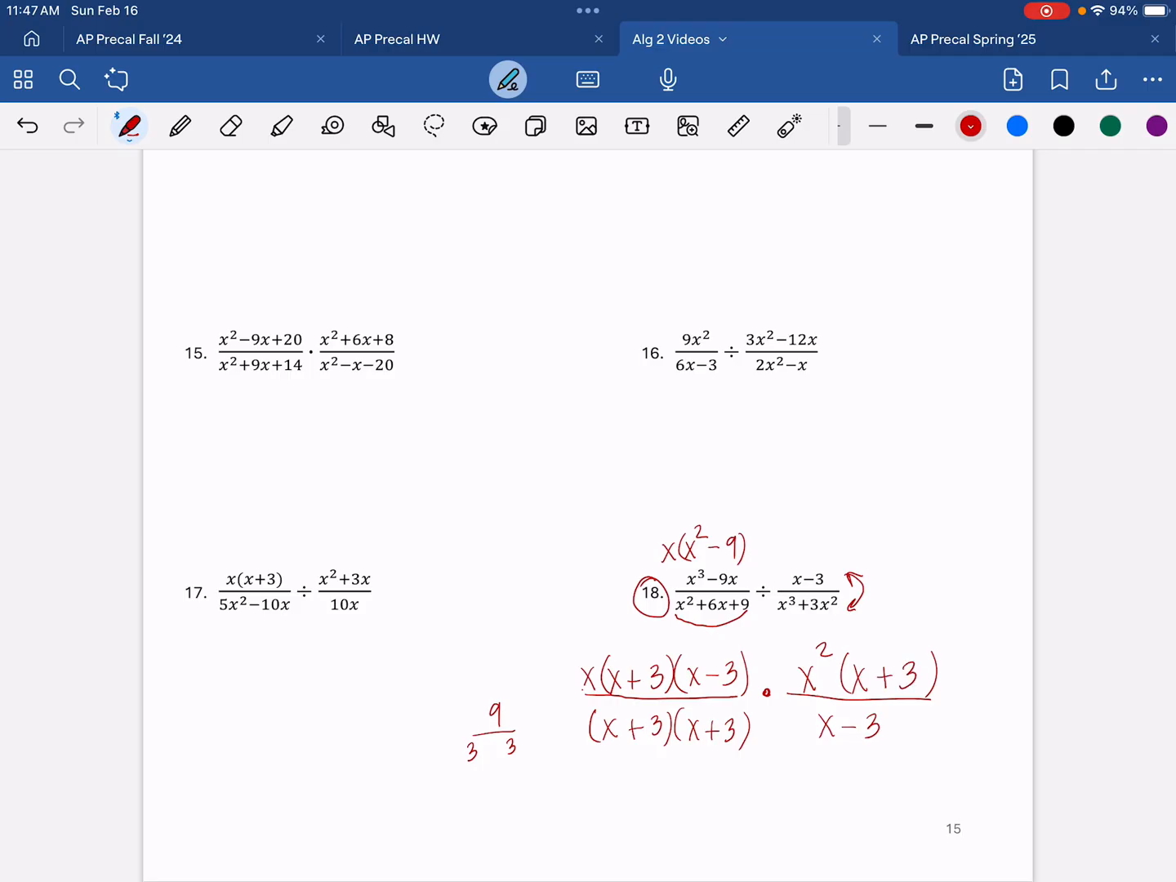And then we get to the fun part where we get to see what divides and cancels out. So x plus 3 in the top and bottom. There's an x minus 3 in the numerator and denominator. There's an x plus 3 in the numerator and denominator. So I have nothing left in the denominator and just an x times an x squared. So the answer to this problem is just going to be x cubed. Done.